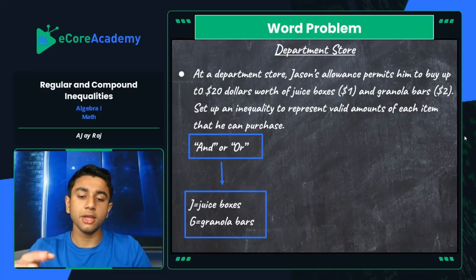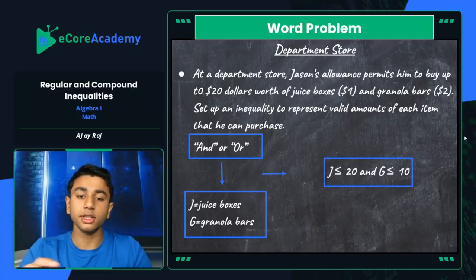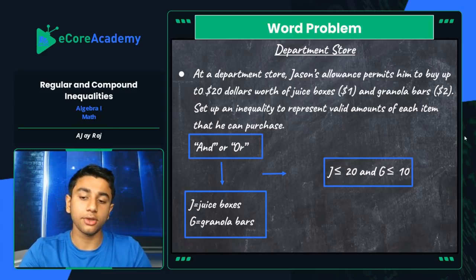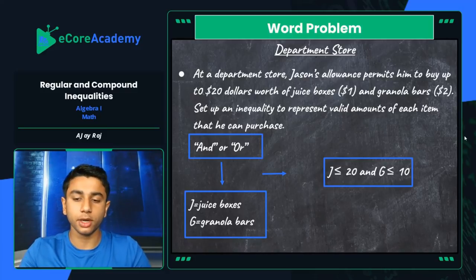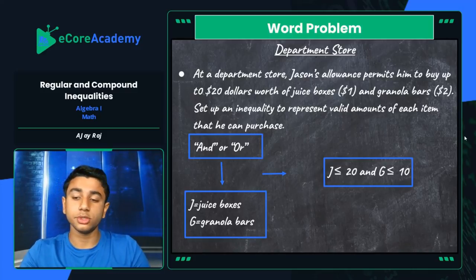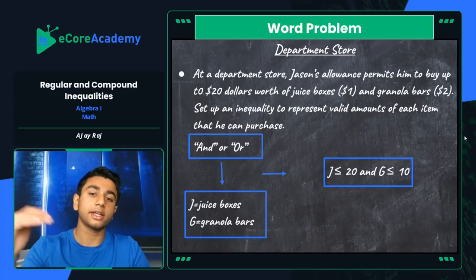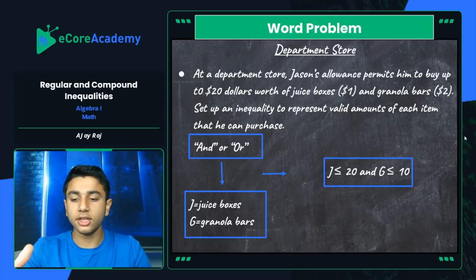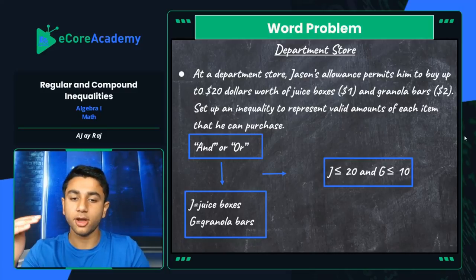Using these variables, J being juice boxes and G being granola bars, we're going to figure out our equation. And our equation is that J must be less than or equal to 20 and G must be less than or equal to 10. The reason being is that J cannot be over 20, because it's $1 for each juice box. So you can have a maximum of $20. Therefore, it's going to be less than or equal to 20 because you cannot surpass 20. And G must be less than or equal to 10 if you're looking for a maximum amount. It can equal 10 when J equals 0. In this case, you cannot have more than $20. Therefore, because granola bars are $2 each, you can have a maximum of 10.